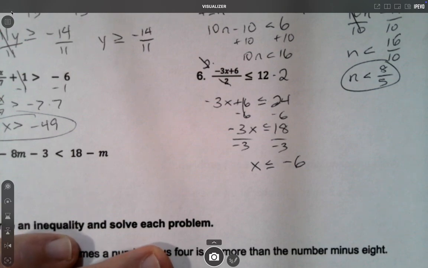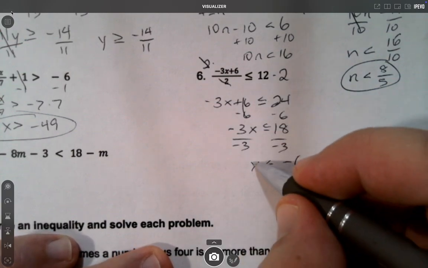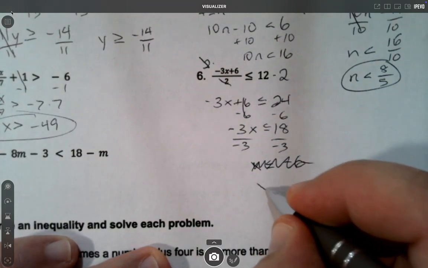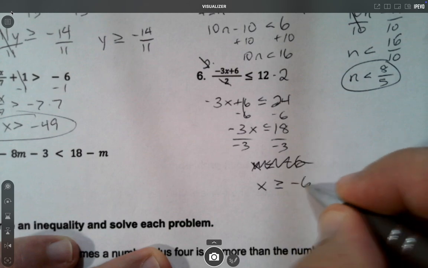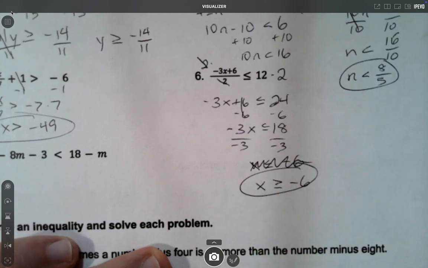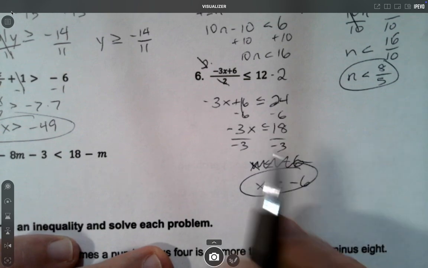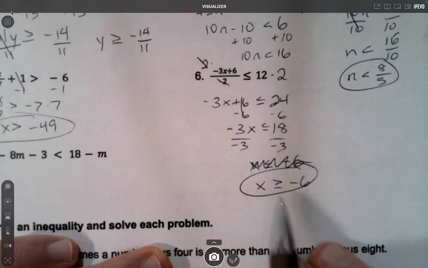We divided by a negative number. So what I forgot to do was flip the inequality sign. It should now be x is greater than or equal to -6. So use my forgetfulness to remind you not to forget. When you divide or multiply by a negative number, you do have to flip the inequality sign.